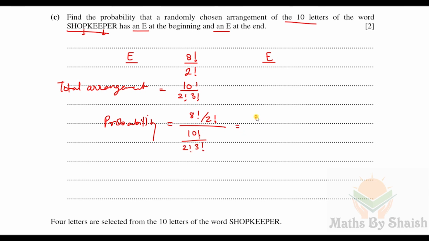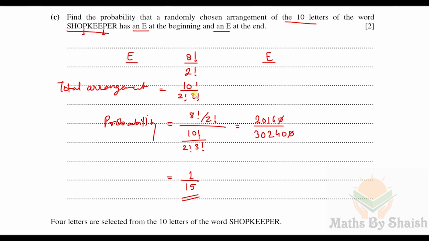It is 20160 upon 302400, and we'll cancel it. We'll calculate from the calculator, and this answer is going to be 1/15. So that's the answer. We can write it in decimal also, but this is fine. This is the probability where these two e's would be at the end and at the beginning.